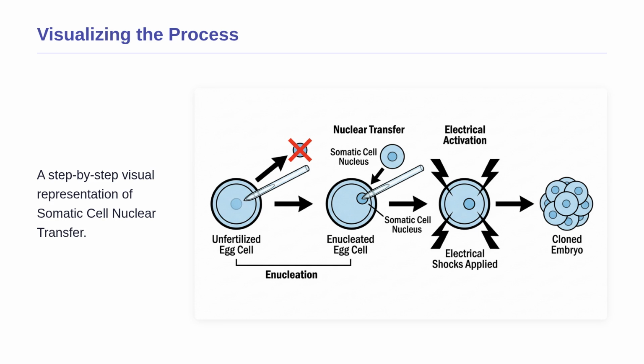Moving to the right, we see the nuclear transfer step, where the new somatic nucleus is carefully inserted into the empty egg. Next, the lightning bolt symbol represents the electrical activation, which is the artificial stimulation required to kickstart cell division. Finally, on the far right, the process results in a dividing cluster of cells, which is our successfully cloned embryo ready for implantation.